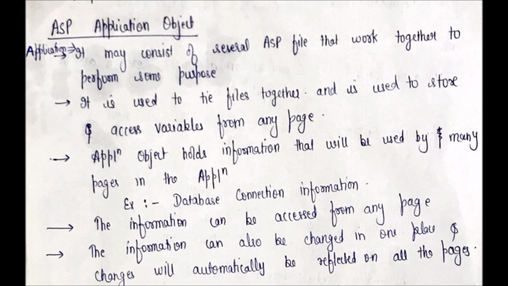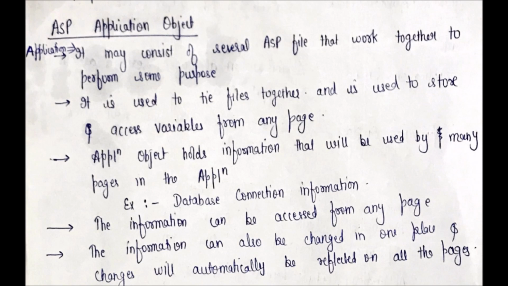Now we are using a term here which is application. So what do you mean by an application? An application may consist of several ASP files that work together to achieve some specific task or purpose. An active server page application is actually a collection of ASP files in a virtual directory and associated subdirectories.